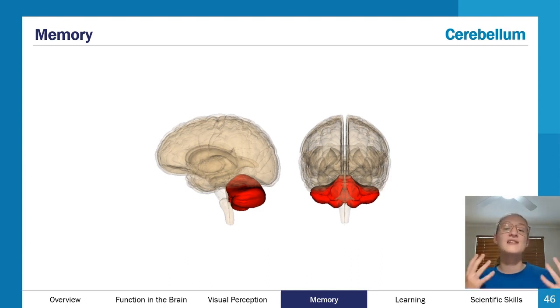But as you practice, it gets smoother and more automatic, because the cerebellum has a lot to do with voluntary movement as well, like balance and coordination. But as far as memory goes, it's more about coordination and remembering how to do a movement smoothly.